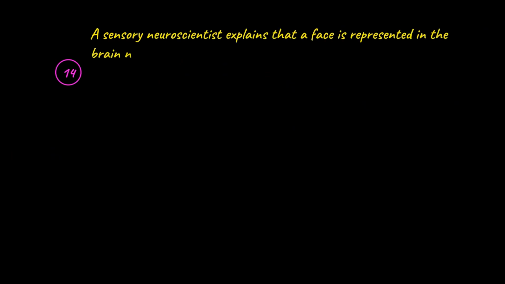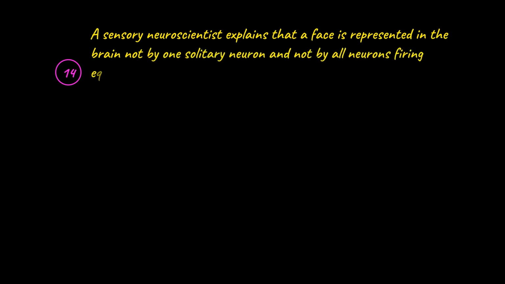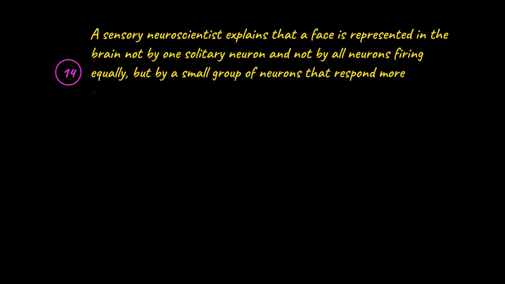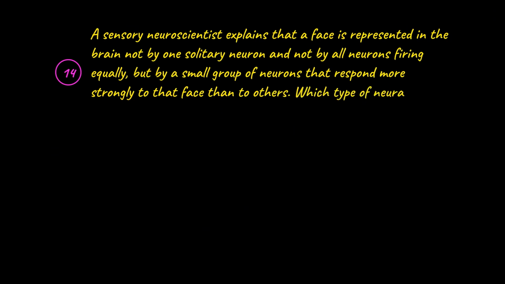Question 14. A sensory neuroscientist explains that a face is represented in the brain not by one solitary neuron, and not by all neurons firing equally, but by a small group of neurons that respond more strongly to that face than to others. Which type of neural coding is being described?